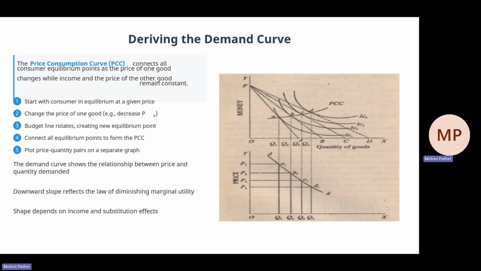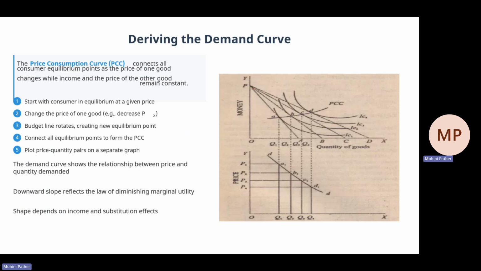Okay, so this first graph here is implying that the price is not increasing. The quantity of goods that you are demanding is increasing as your income increases. So we start at point one with the consumer equilibrium at a given price. Then there is a change in the price of one good. So a decrease in the price of X will then lead to an increase in the demand for X.